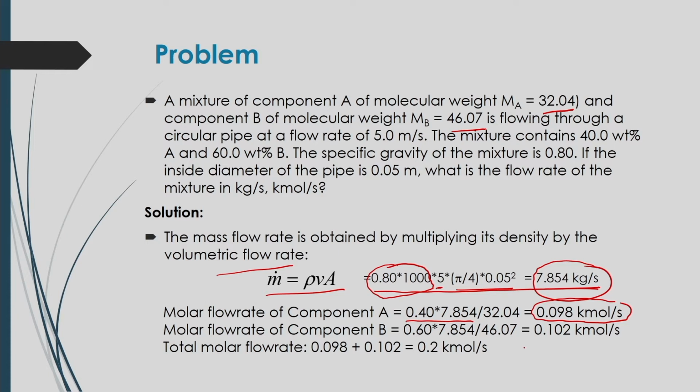Similarly, the molar flow rate of component B you can get the same way. After calculation, you can get that as 0.102 kilomole per second. Now, the total molar flow rate you can get here as 0.098 plus 0.102 for these two components. So, it will come as 0.2 kilomole per second.